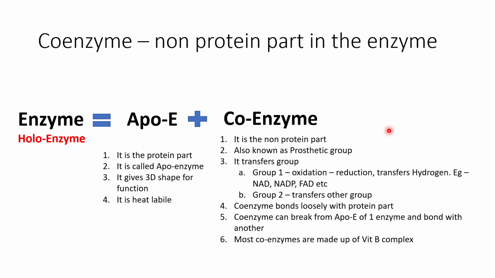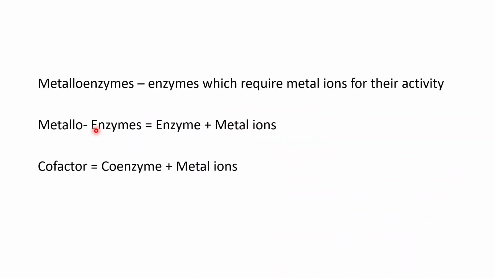Now, when apoenzyme and coenzyme combine together, it is known as holoenzyme or a complete enzyme. Okay, so holoenzyme is a term which includes apoenzyme and coenzyme. Now we have another type of enzymes which are called metalloenzymes. So metalloenzymes are nothing but enzymes which require metal ions for their activity. Okay, so those are called metalloenzymes. Okay, enzymes plus metal ions.